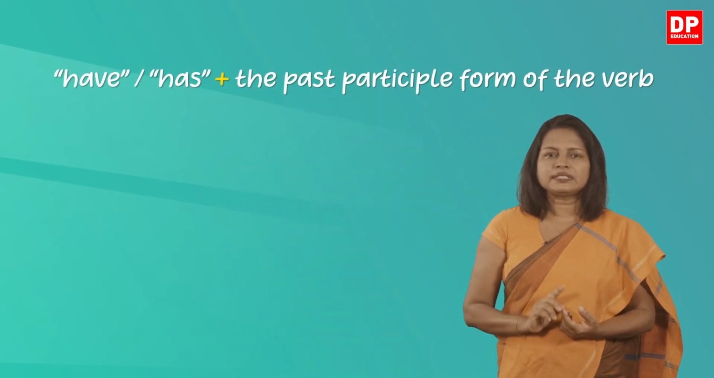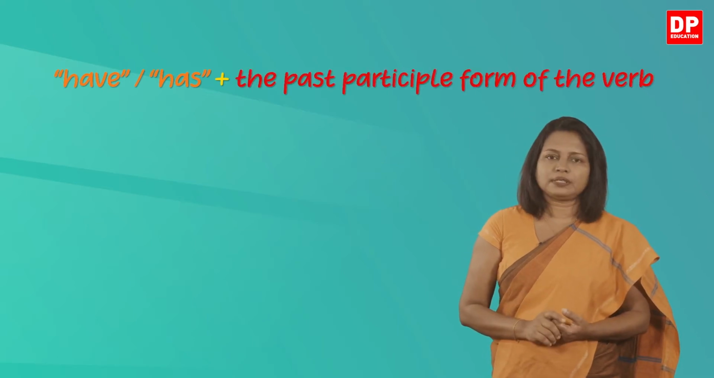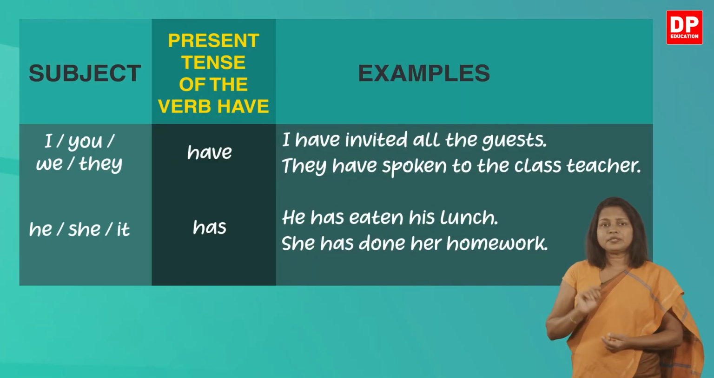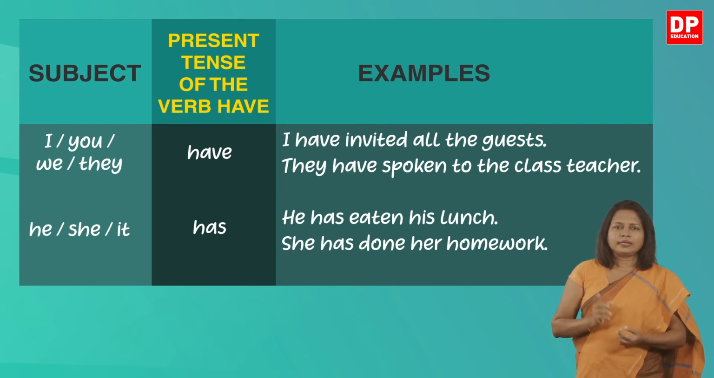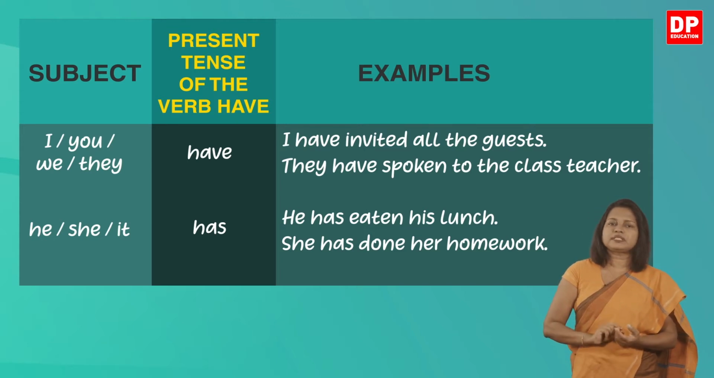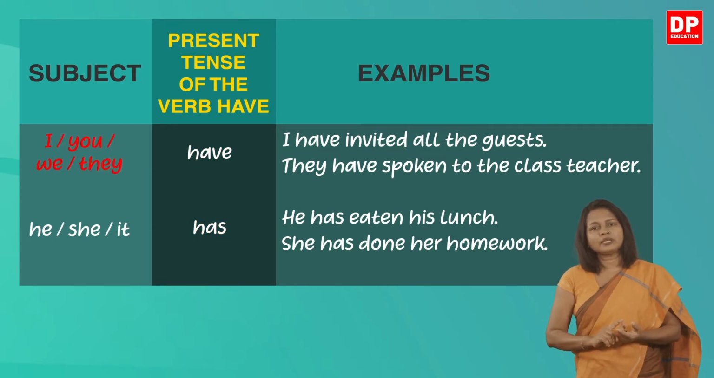Let's now see how present perfect tense is formed. The present perfect is formed from the present tense of the verb have and the past participle form of a verb. This table shows how present tense of the verb have is used with different subjects. As you can see, there are two forms of the verb have in present tense. They are have and has, with the subjects I, you, we and they.